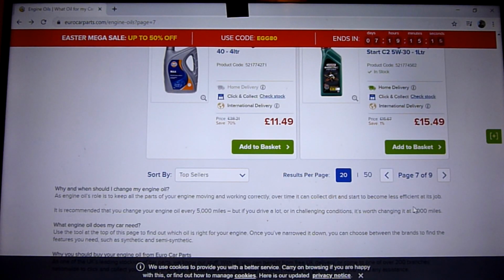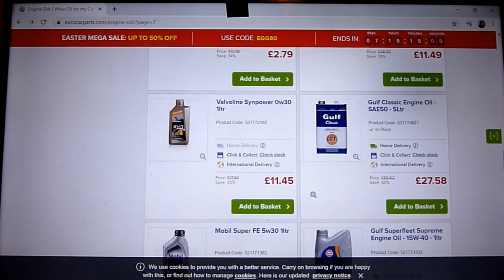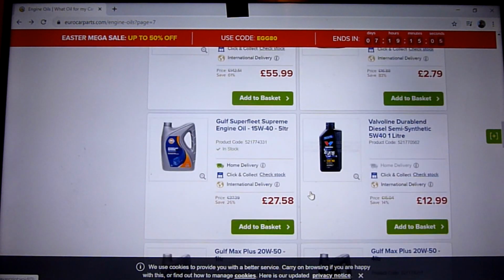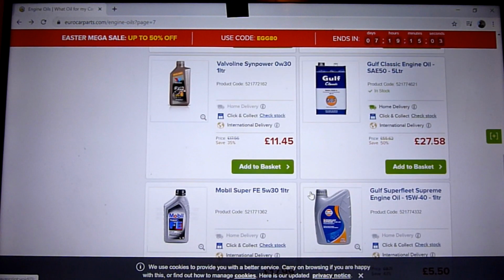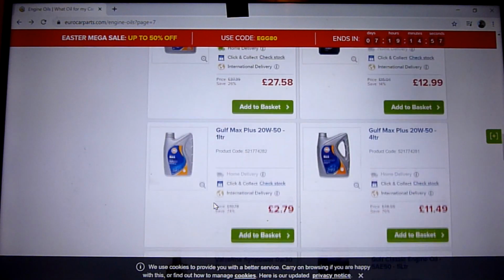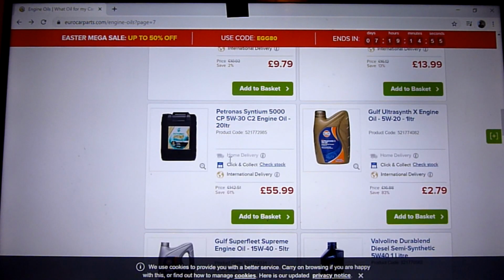So there's like 9 pages of this, so don't stick with page 1. Just don't put your car specification in. I didn't put my car's vehicle specification. I just searched oil in general, and there's like hundreds of oils on this website. After page 7 of 9, I came across this: Petronas Synthium 5000 5W30, so that's okay.